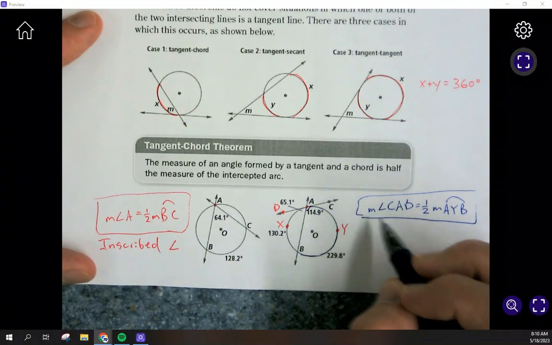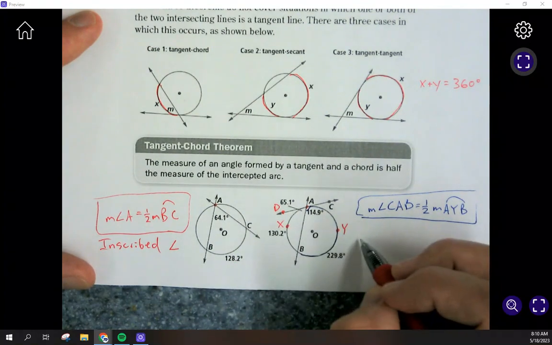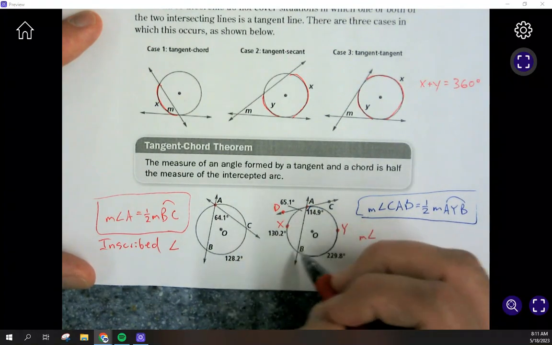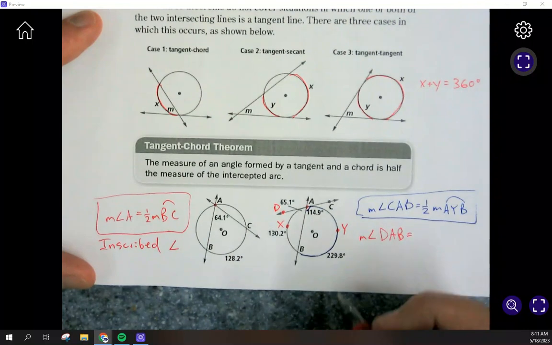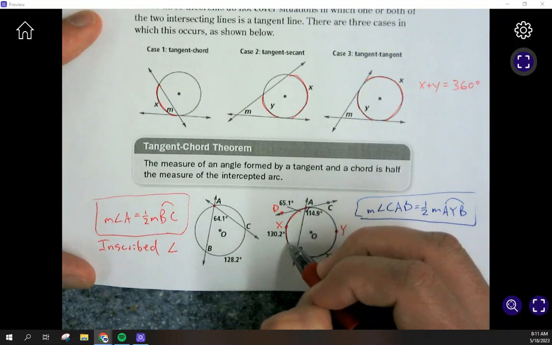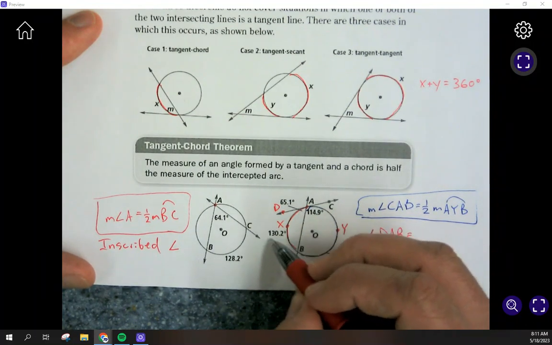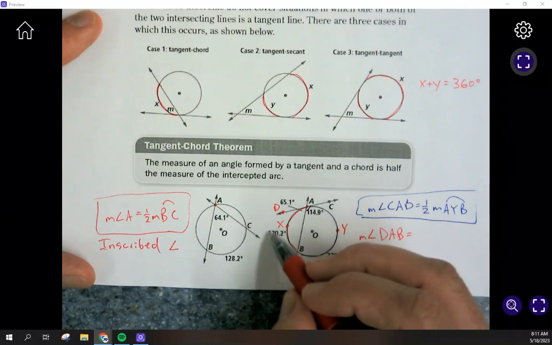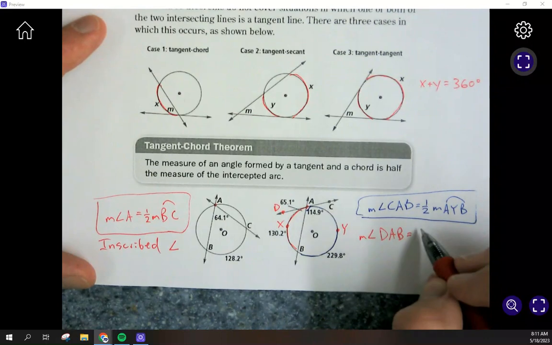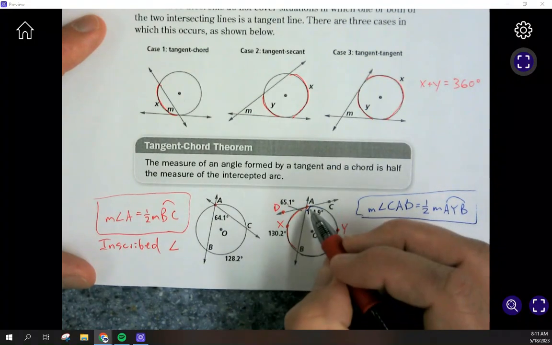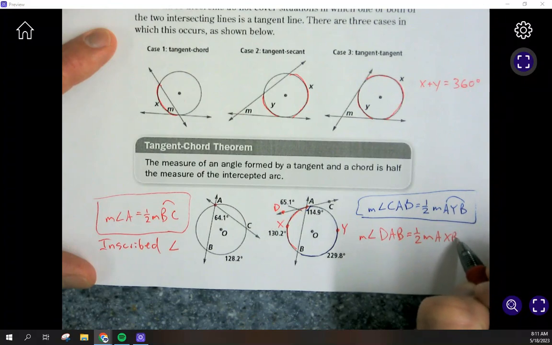Now the same thing is going to be true on the other side here. So I've got this angle in here. That would be the measure of angle DAB. Okay, and that has one arc inside of it. And so this angle is going to be equal to half of the arc. So if I took half of the 130.2, I'm going to get the 65.1 that's in here. So it's 1/2 of the measure of this arc, and we're going to call that AXB.